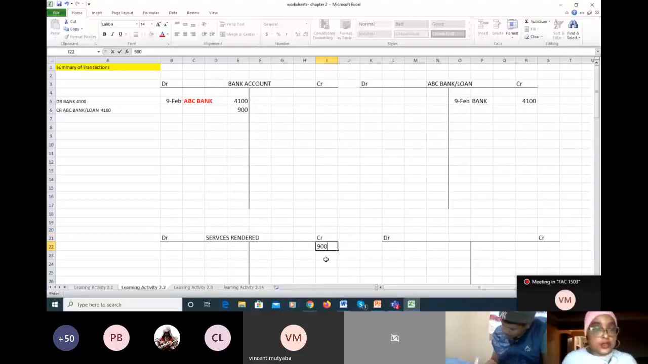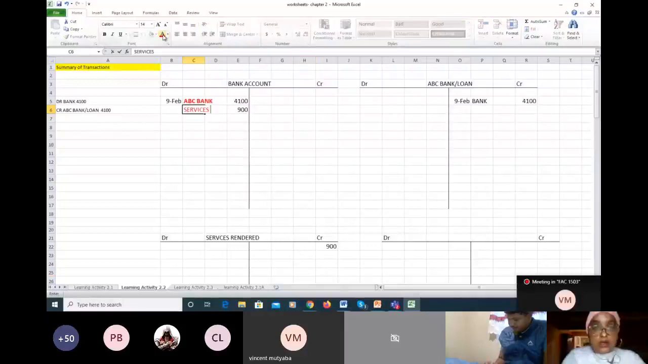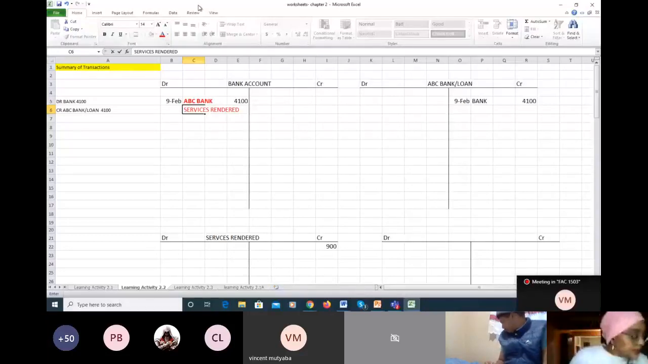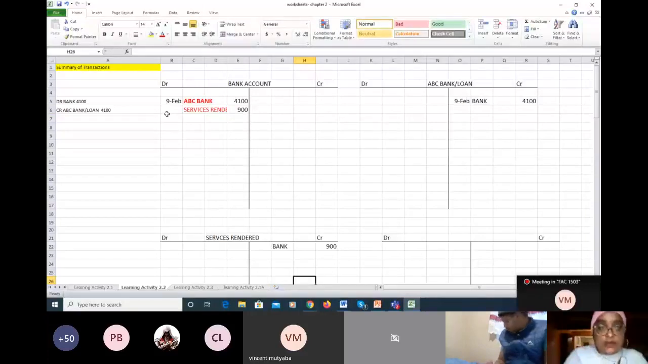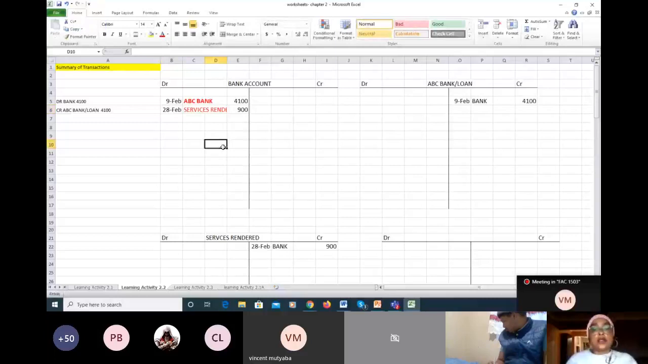Okay, I'm going to cross-reference it. Can you see it's kind of overwhelming if you don't have anything to look at and how to cross-reference it? So that's why I say it's much easier if you're going to write it out. Okay, and here I'm going to put bank. And then I'm going to put my date here, which is the 28th of February, and here's the 28th. Okay, and then you close them off, like I taught you, and that's that.